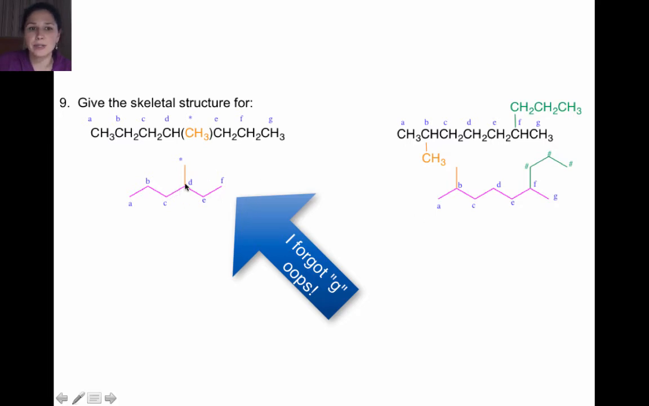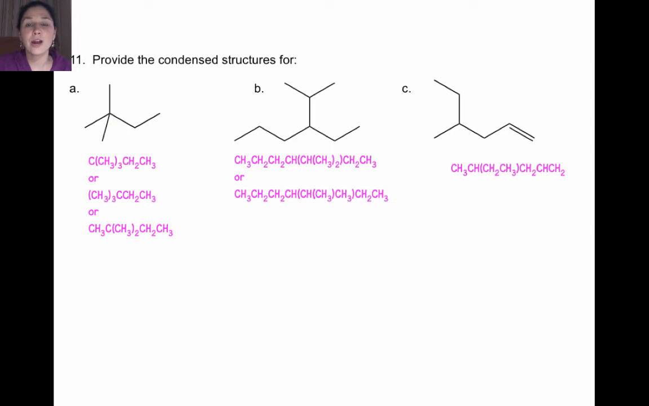So notice how I've put the substituent on D pointing up, B pointing up, and F is pointing up as well. Okay, and one more for this. I'd like to just talk about number 11 one more time. This is how you would draw a condensed structural formula from a skeletal structure.